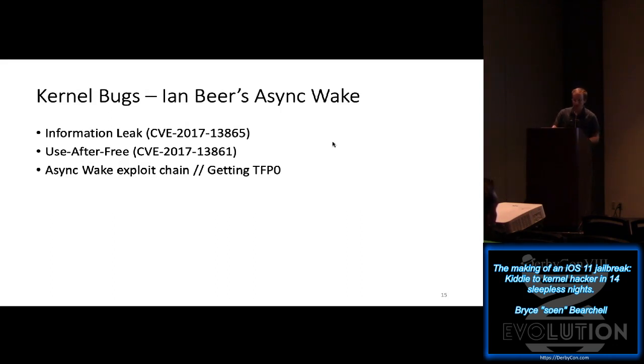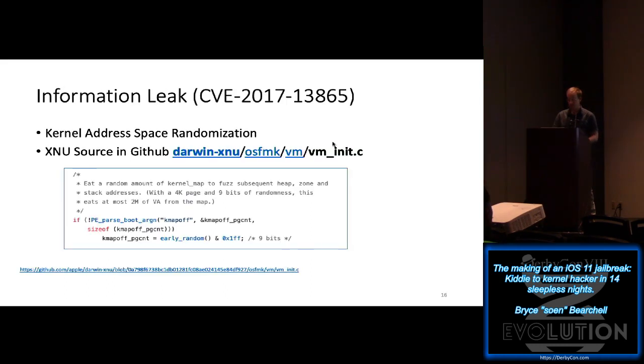So when Ian Beer released these set of bugs, he labeled them Async Wake because they were part of the IOKit derivative library. And there were two bugs that he released, an information leak in the kernel, and then a use after free. And then he kind of nicely wrapped them up into an exploit chain for us.